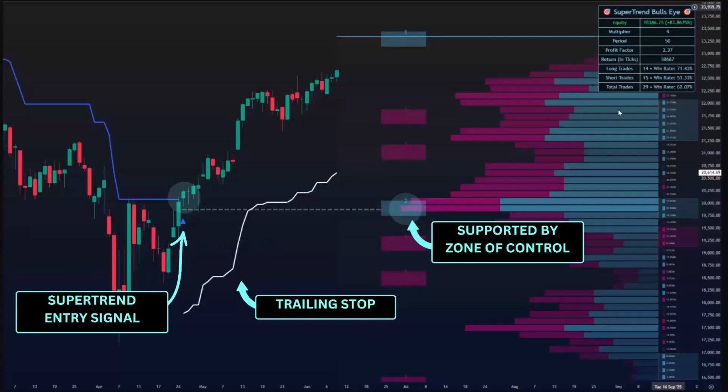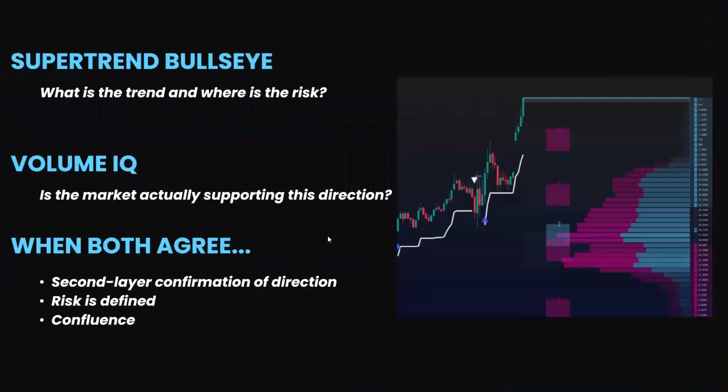So this was just a nice chart. I think this was on Bitcoin back in the day, or it might have been micro NASDAQ, but I do think at the speed it was moving here, this was a Bitcoin 30-minute or 1-hour chart. So the idea behind this combination is that SuperTrend Bullseye is the indicator telling us what the trend is.